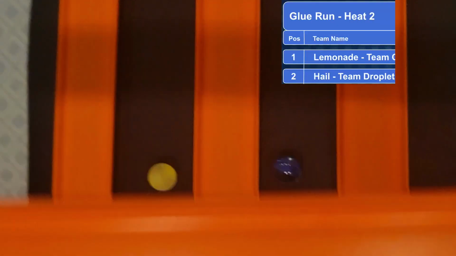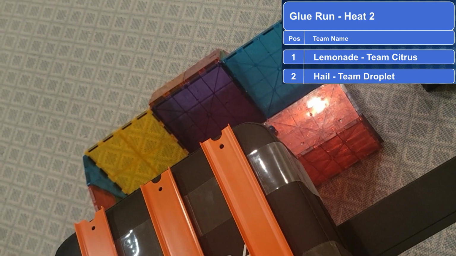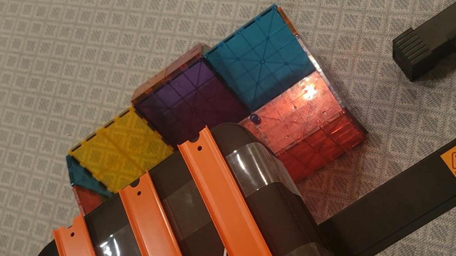Just barely. Next, Lemonade and Hail. Lemonade stretches the lead immediately, and we'll get the win. Let's take a look at that again in slow-mo. Very well done.